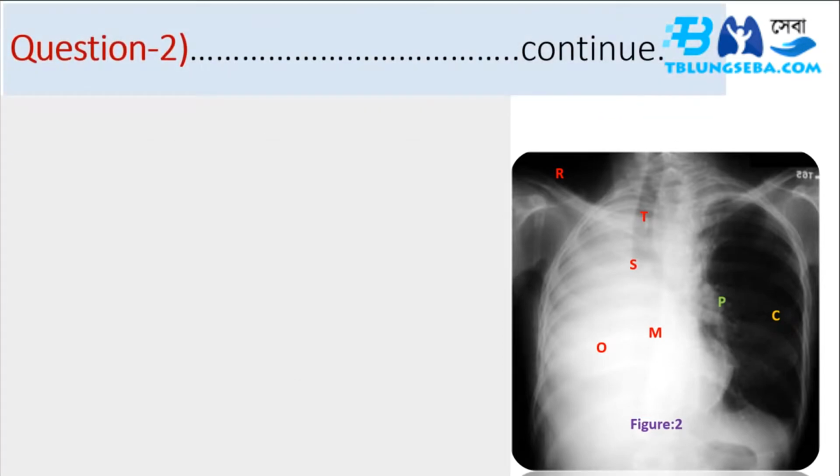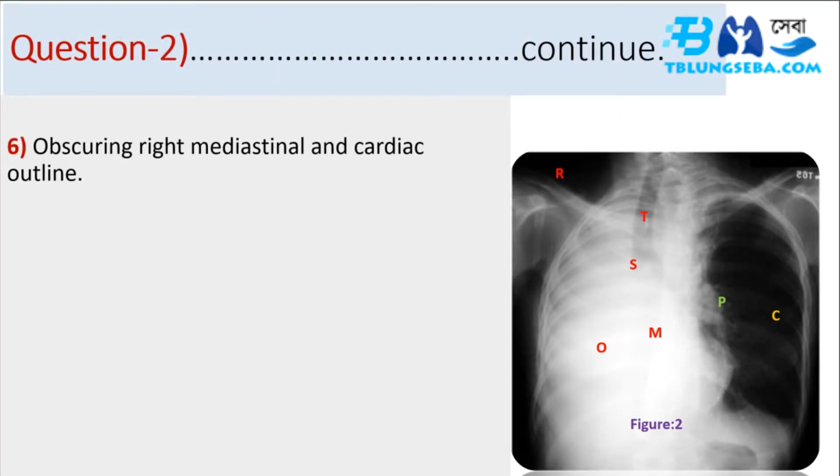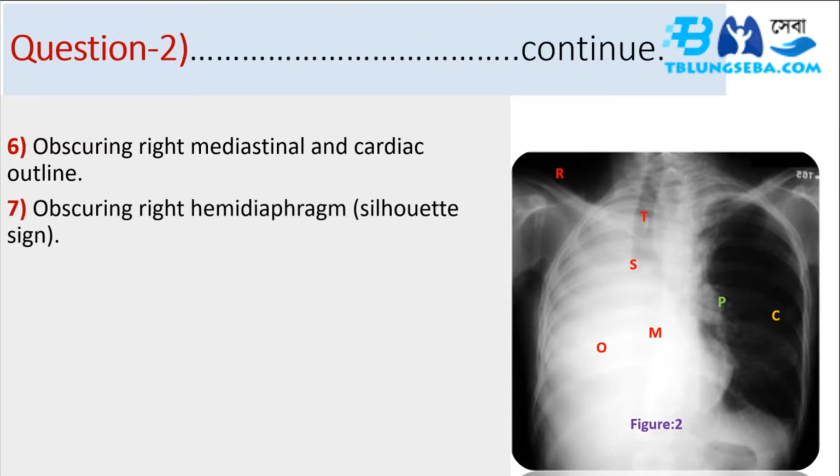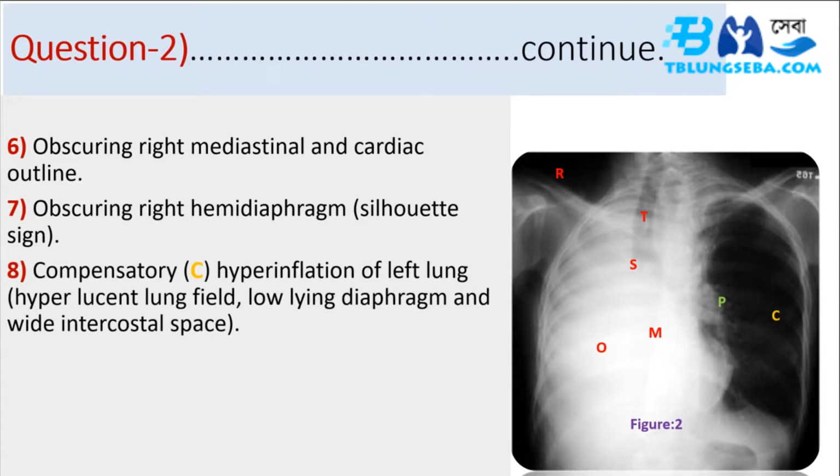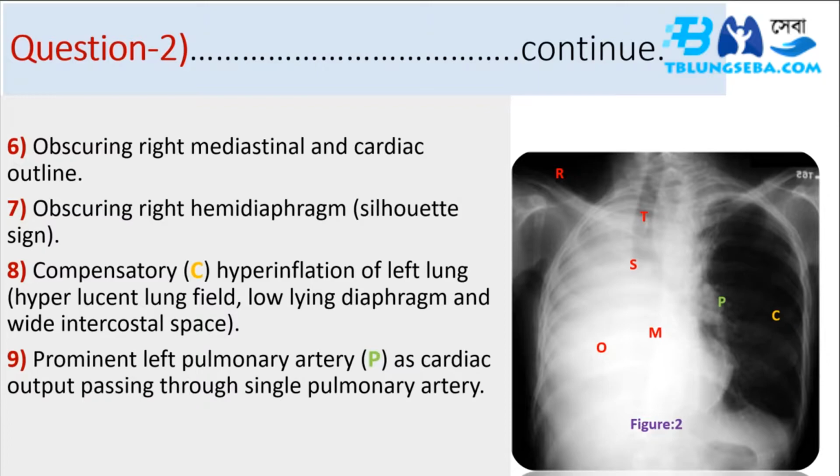Question 2, continued. 6. Obscuring of the right mediastinal and cardiac outline. 7. Obscuring of the right hemidiaphragm, silhouette sign. 8. Compensatory, C, hyperinflation of the left lung, with hyperlucent lung field, low-lying diaphragm and wide intercostal space. 9. Prominent left pulmonary artery, P, as cardiac output passes through a single pulmonary artery.